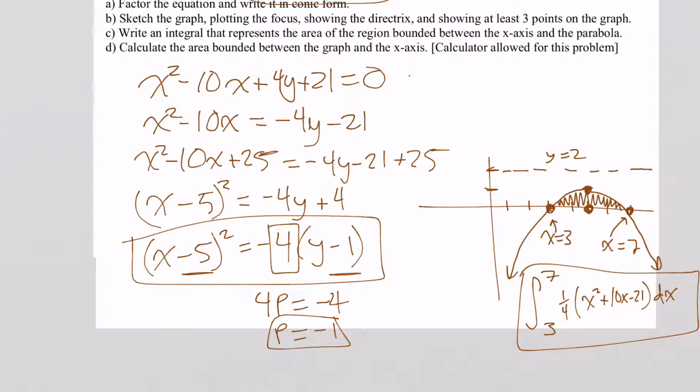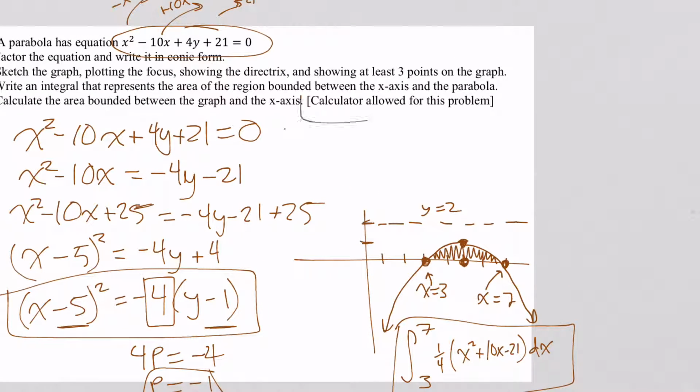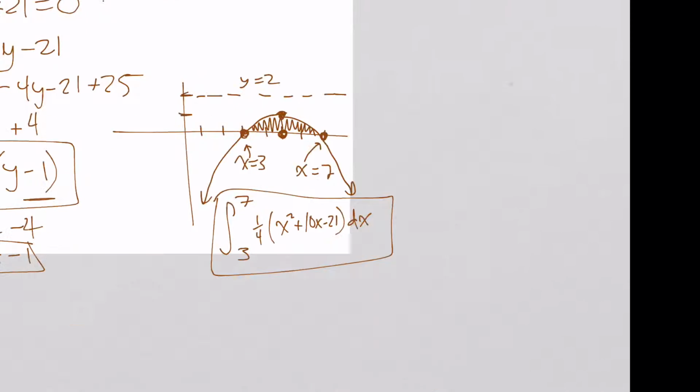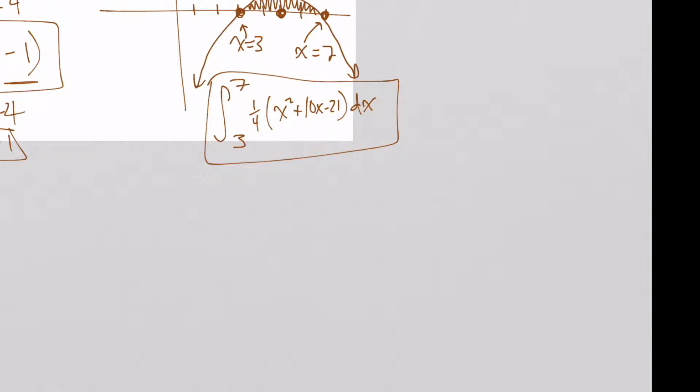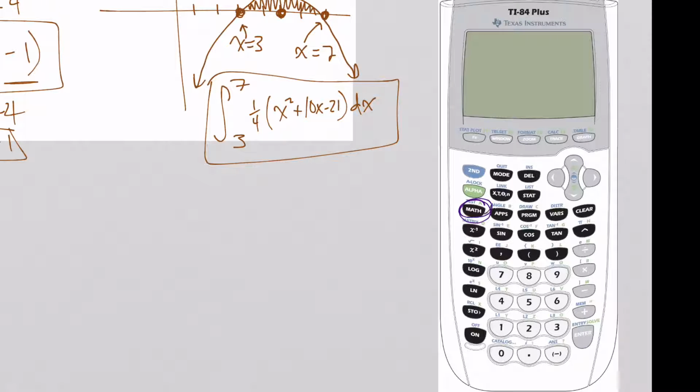And now in D, we want to actually calculate that area. But what's nice is that calculators are allowed for this problem. So all we have to do is type this expression in, which is no problem on our calculator. Hit the math button right there. Option 9 says fnInt. fnInt, that's what we want. If you're on a new calculator, it will give you something that looks like this.